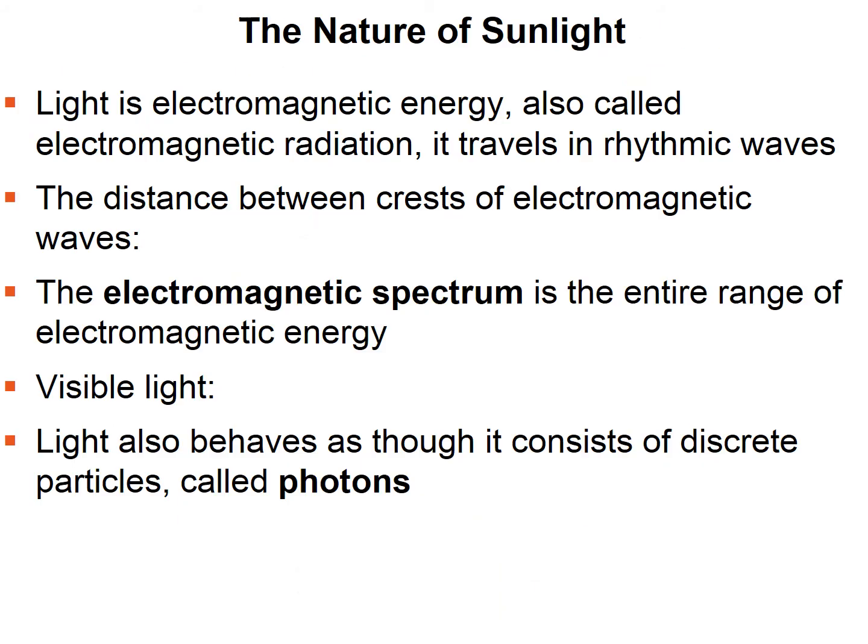Before we talk about photosynthesis anymore, we need to know a little bit about light. So light is electromagnetic energy, also called electromagnetic radiation. It travels in rhythmic waves. The distance between crests of electromagnetic waves is what we call wavelength. The electromagnetic spectrum is the entire range of electromagnetic energy.